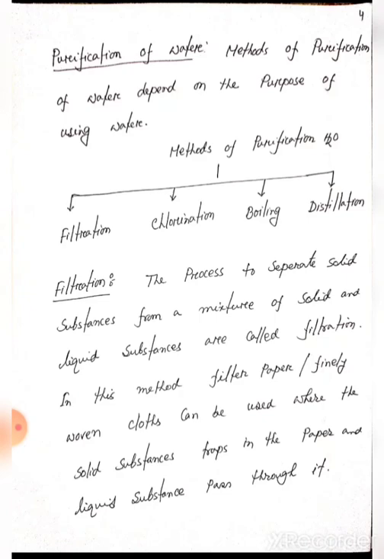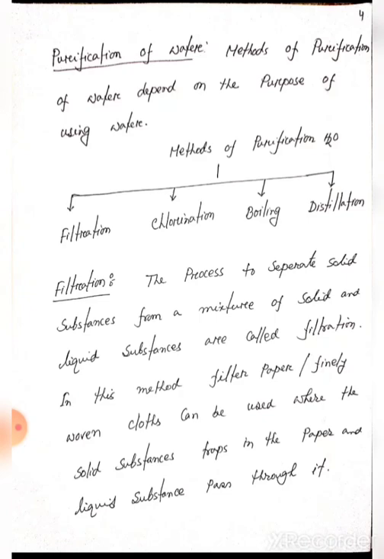In this method, filter paper or finely woven cloths can be used, where the solid substances are trapped in the paper and liquid substances pass through it. We know the particle size of solid substances is bigger than the particle size of liquid substances. So in this method, we have to use a filter paper or finely woven cloths.